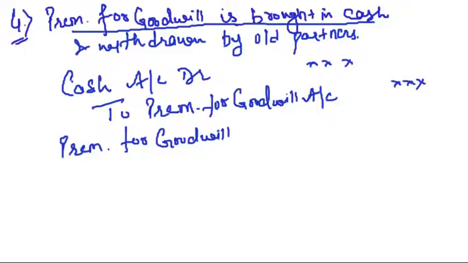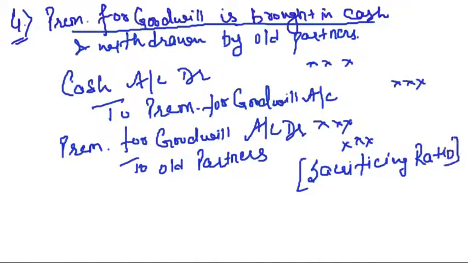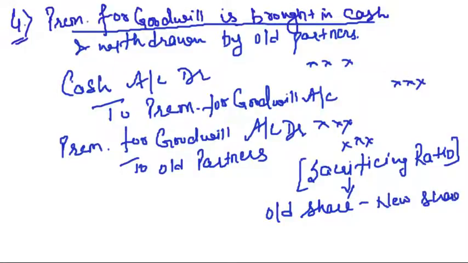being brought into the business first, then it is withdrawn by the old partners. Right? I will say premium for goodwill account debit to old partners. In which ratio? Now if you have gone through the previous lectures, you can easily tell me in which ratio this premium for goodwill will be adjusted through partners' capital accounts. In sacrificing ratio. Right? What is the sacrificing ratio? Old share minus new share. This is the sacrifice.